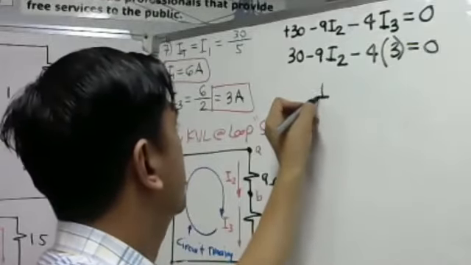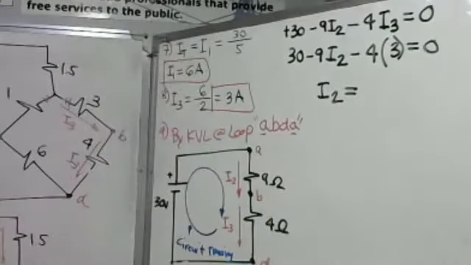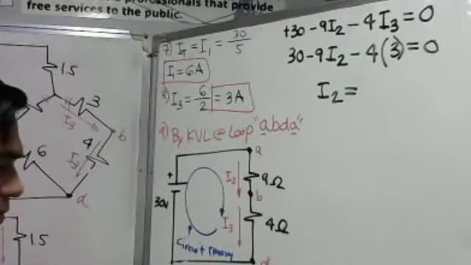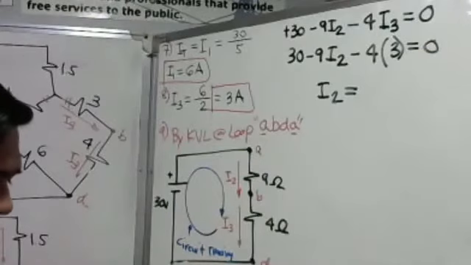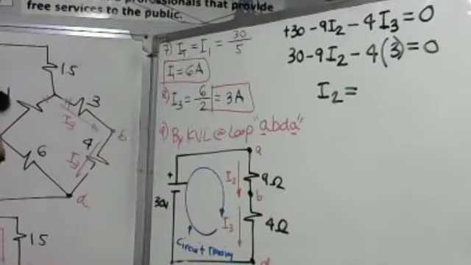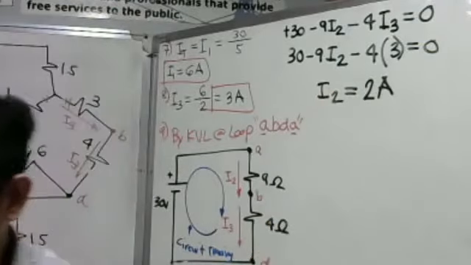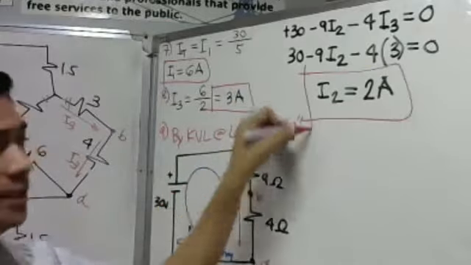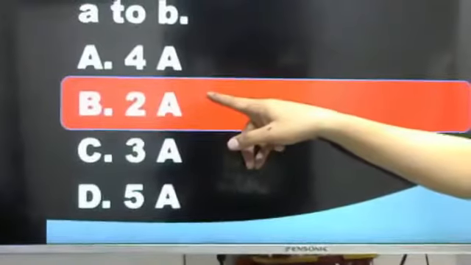So, just shift solve in our calculator. This is easy now. Or, we may transpose this. That will become 30 minus 4 times 3, equals, then divided by 9. The answer is 2 amperes. So this 2 amperes is I sub 2 for number 9. There you are, 2 amperes is the answer.